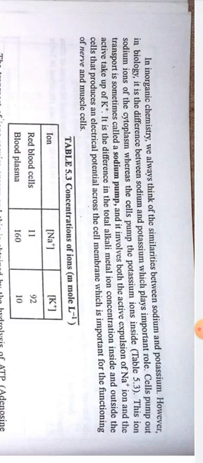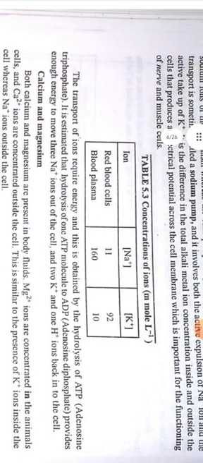both the active expulsion of Na+ ion and the active uptake of K+. It is a difference in the total alkali metal ion concentration inside and outside the cell that produces an electrical potential across a cell membrane, which is important for the functioning of nervous and muscle cells. Table 5.3, concentration of ions in moles per liter.